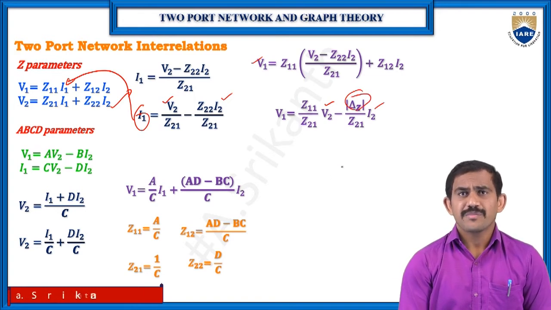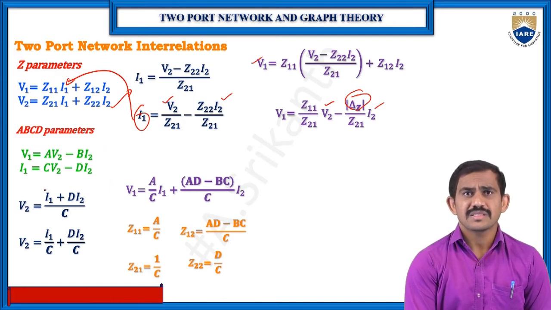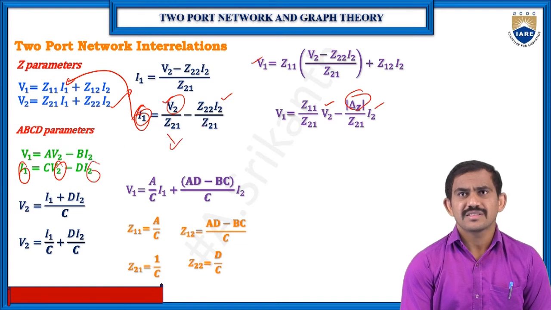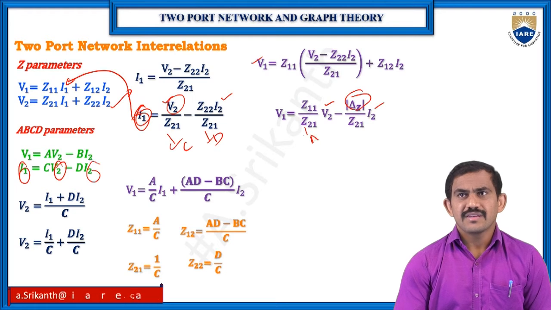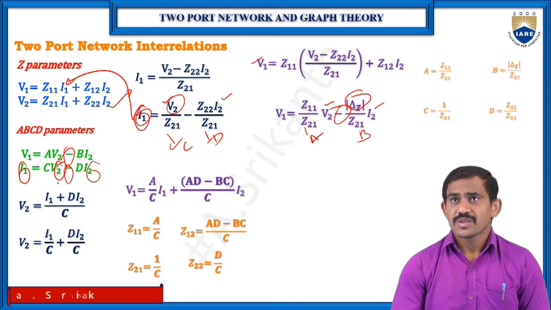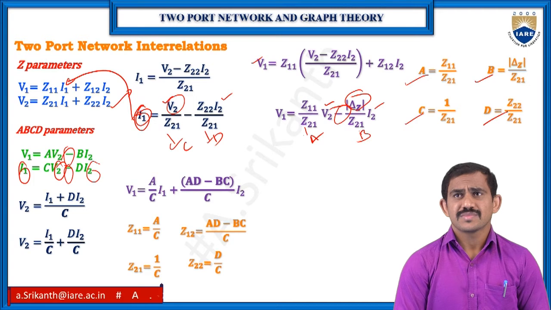Okay. Now compare with your ABCD parameters. So compare with your ABCD parameters: I1, I1, C2, so V2, V2, and I2, I2. So this is your C value, this is your D value, and this is your A value, this is your B value. So what about minus? Minus is already there, so no need to write the minus value. So everything is plus values. So A, B, C, D values.